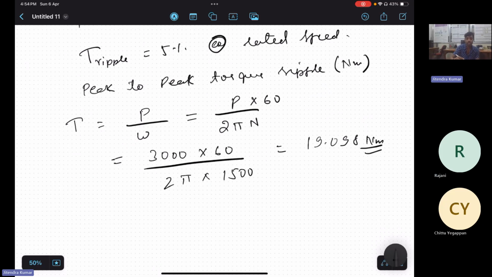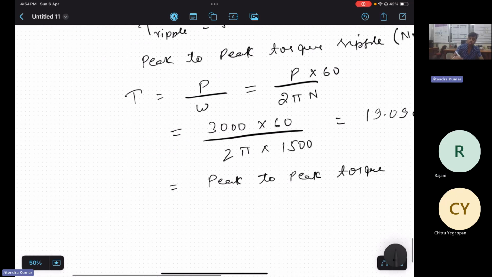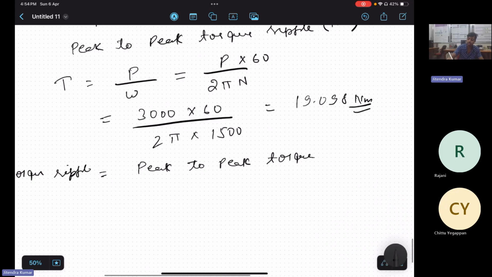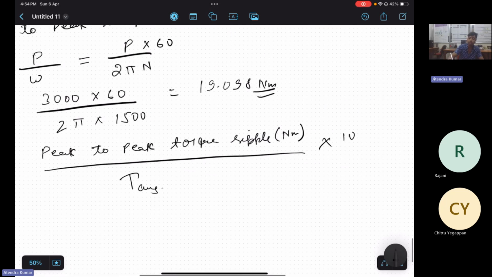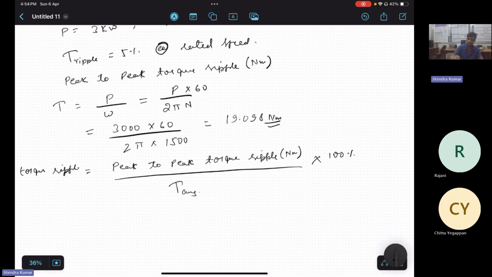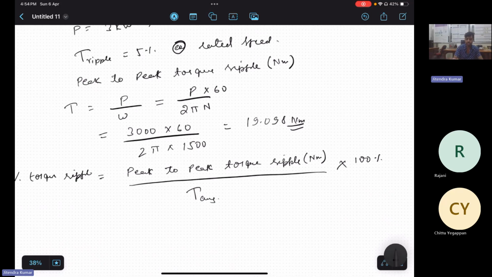Now for the peak to peak torque ripple, this percentage is given. The percentage torque ripple definition is: peak to peak torque ripple in Newton meter, divided by the average torque, which we just calculated, into 100%. Does this expression make sense?